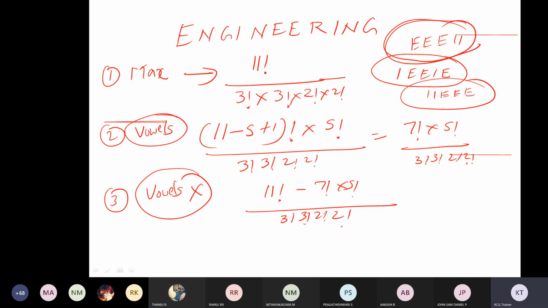Yes, sir. Because wherever these 5 letters go in 5 consecutive positions, those 5 positions can be shuffled among themselves. Not necessarily will it always be 3 E's and 2 I's. It can be shuffled among themselves. That is the reason I'm doing that. Over everyone. Shall we proceed to the next one?